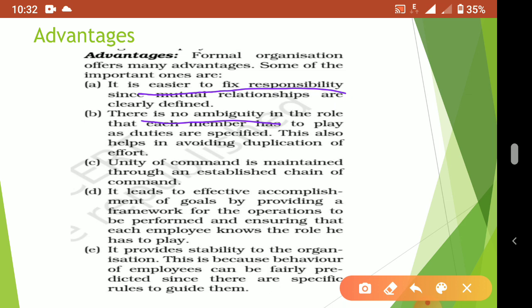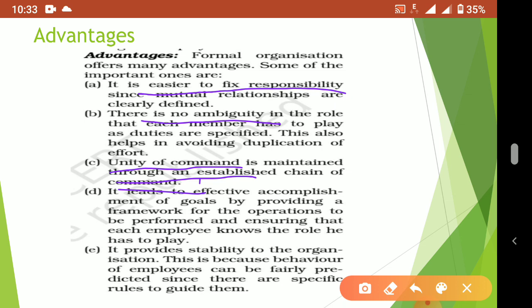Then next is unity of command is maintained through an established chain of command. Yes, unity of command. This principle we have already studied in the principles of management chapter. So unity of command means one subordinate should receive orders from one superior only. So that is clearly maintained. So here no confusion, because everybody knows their relationships, the superior-subordinate relationship. So no problem in that.